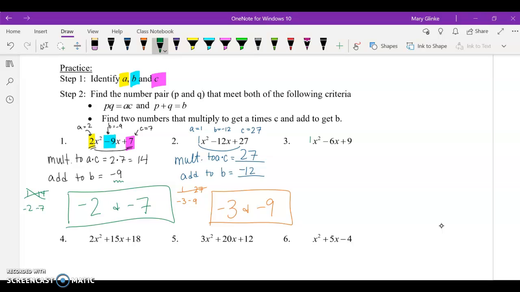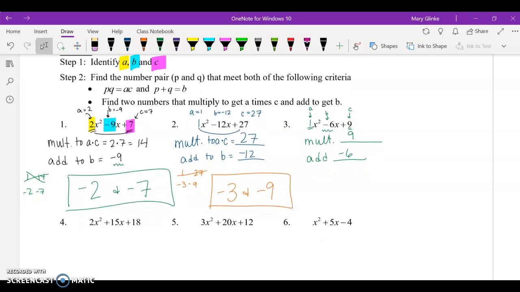So for this next one, we have A is 1, B is -6, and C is 9. We're looking for what multiplies to get 1 times 9, but adds to get your B value, which is -6. So 1 and 9 don't work. 3 and 3 make 9, and if they're both negative, it would work out with the adding portion. So our numbers for this one are going to be -3 and -3.